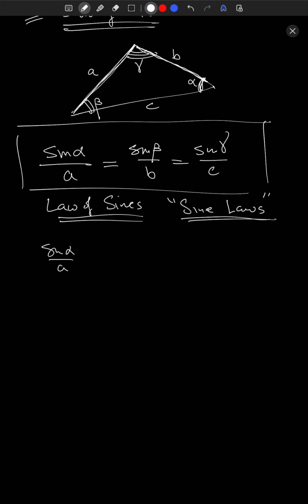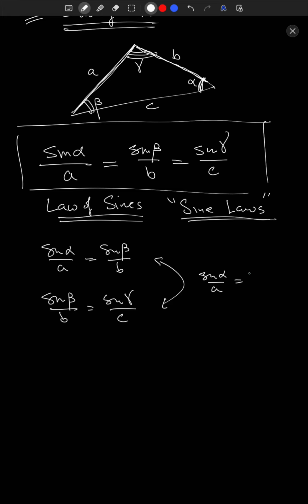Sine of alpha over A equals sine of beta over B, and sine of beta over B equals sine of gamma over C. All right. Notice it's only two, because if I put these two together, it's only two new equalities that we didn't know before. It's not three, because sine alpha over A is sine beta over B, and sine beta over B is equal to sine gamma over C, that tells you that sine alpha over A is equal to sine gamma over C as a result of the first two.